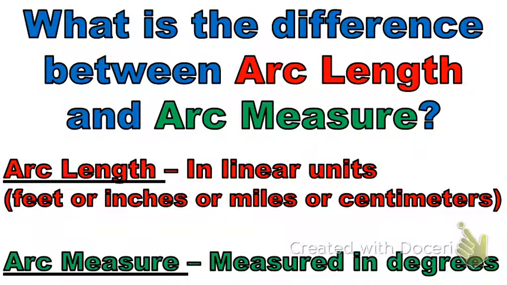What's the difference between arc measure and arc length? Well, arc length is in linear units. It's actually length. How far is it around part of the circle? That's measured in feet, inches, miles, centimeters, or any other linear units. Arc measure, on the other hand, is measured in degrees. So arc measure would be measured with a protractor. Arc length could be measured with a ruler, although it would have to be flexible so that you could wrap it around the circle.